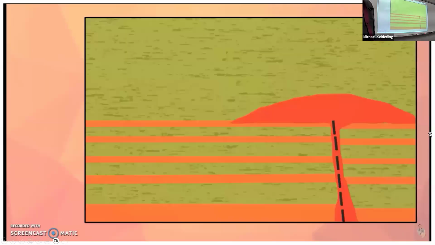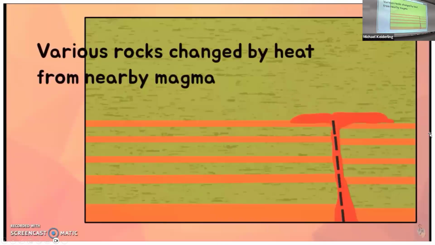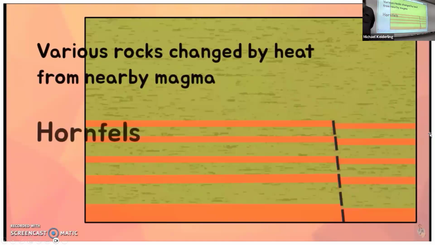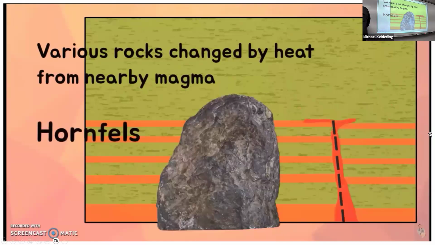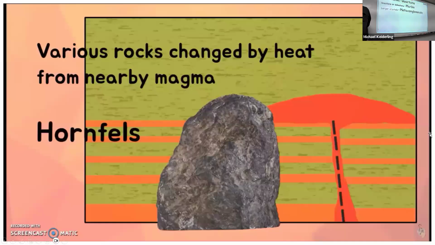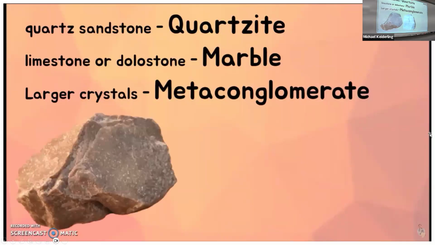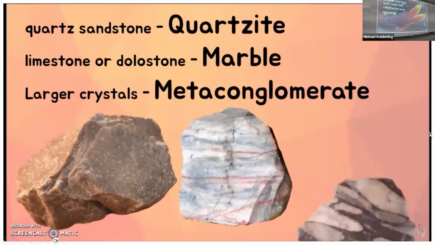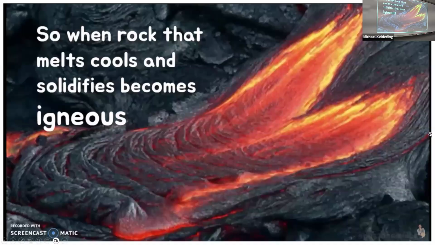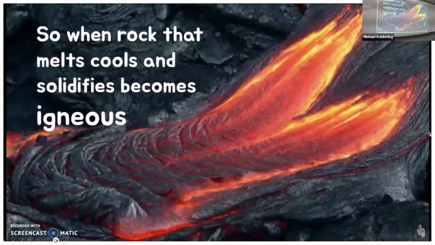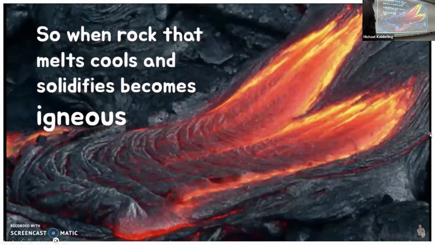The second type of metamorphism is called contact metamorphism, where various rocks will be changed by the heat from nearby magma. For example, the rock hornfels will only be made through contact metamorphism. Other metamorphic rocks that don't have foliation but can be formed by both regional and contact metamorphism are quartzite, marble, and metaconglomerate. So to summarize the rock cycle, when rock that melts into magma cools and solidifies, it becomes igneous rock.